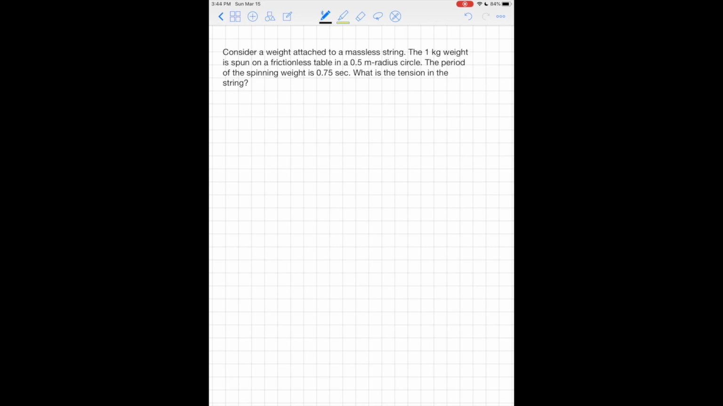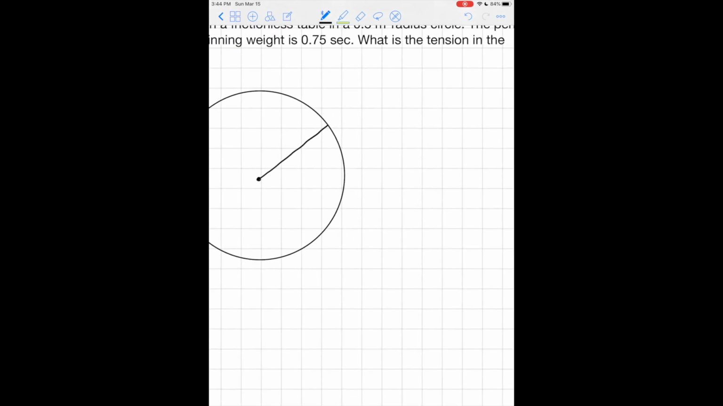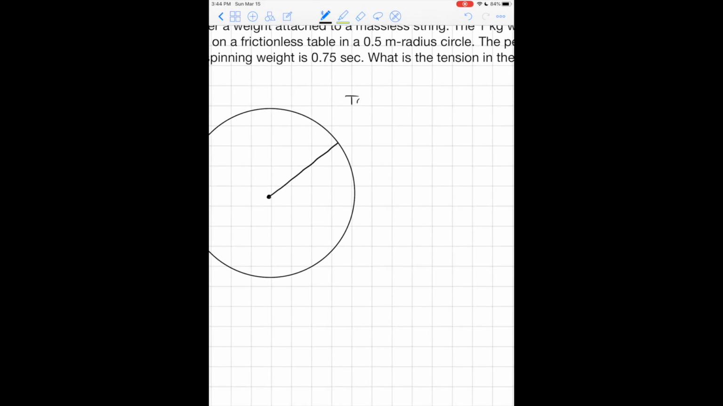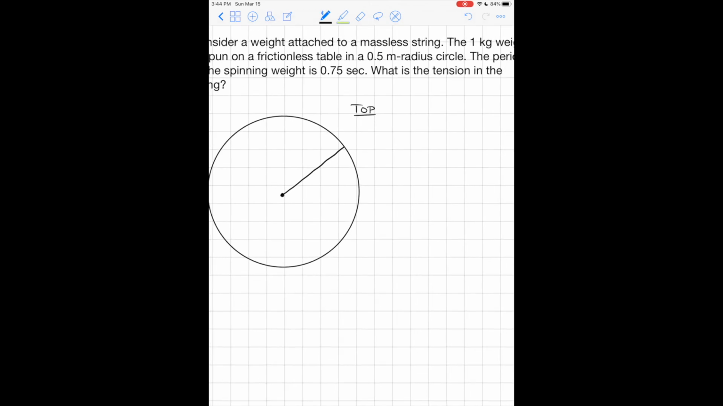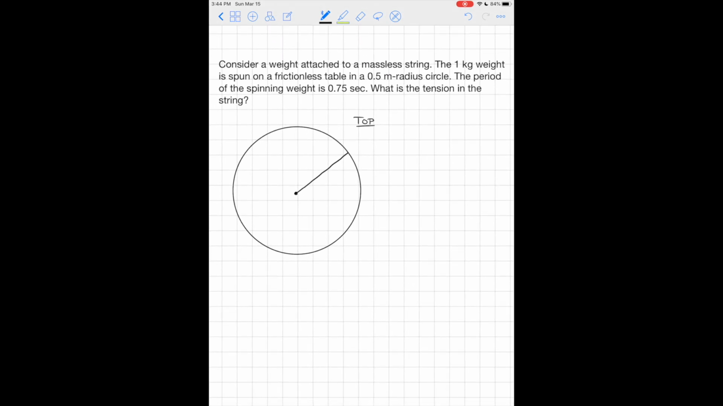So right off the bat, we probably want to draw a picture, right? So let's just draw a circle here. And I want to, from my center point, draw a line out, right? And it's kind of important to show this, it is a top-down view of this entire thing. This is a top-down view. And we have our little weight here.